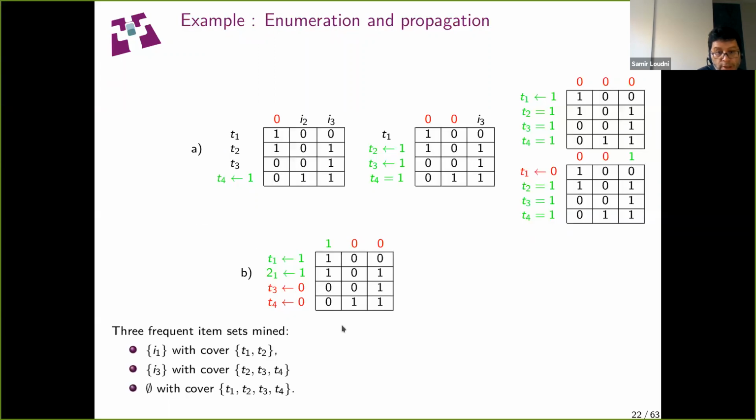So as a final result, we get 3 frequent item sets, described by the following. The first item set is E1 with the cover T2, T3. The second item set is E3 with the cover T2, T3, T4, so all the transaction variables with the value equal to 1. And the empty item set covers all the transactions present in the database.